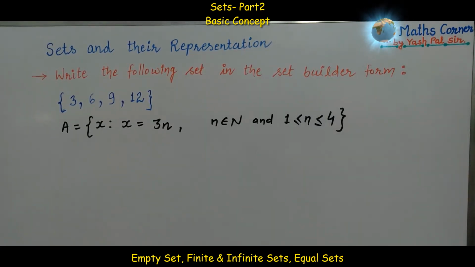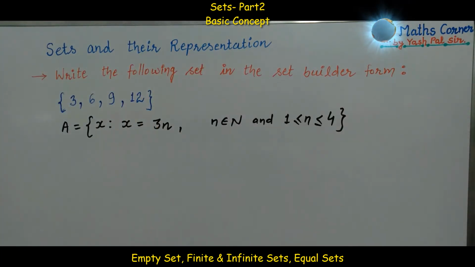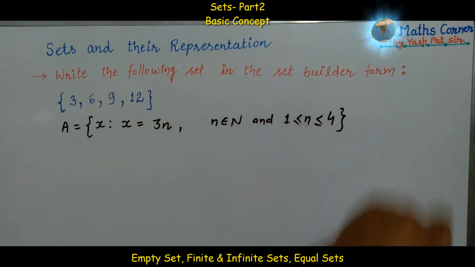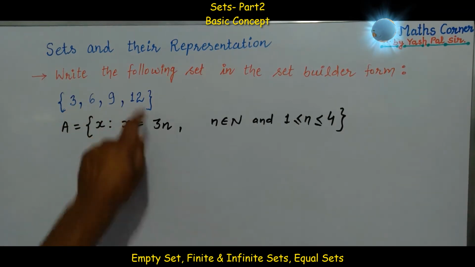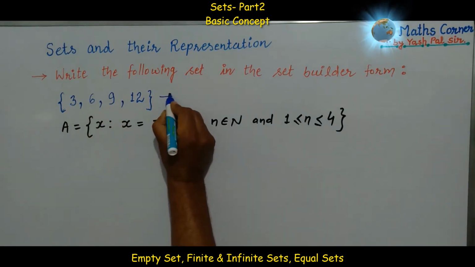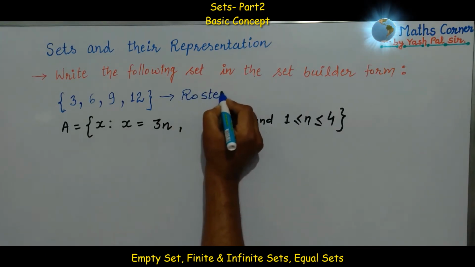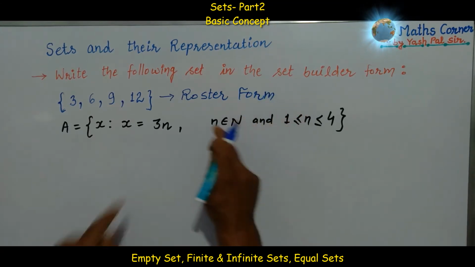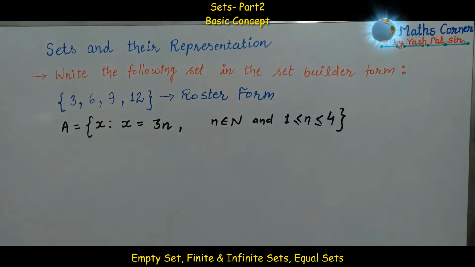In the previous class, we discussed sets and their representation. For example, the question was: write the following set in set builder form. This was example 3, 6, 9, 12, which was the roster form. From this roster form, how do we convert into set builder form?